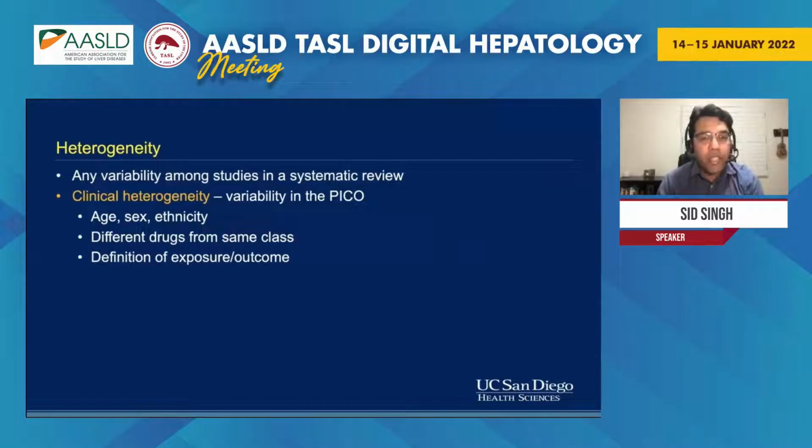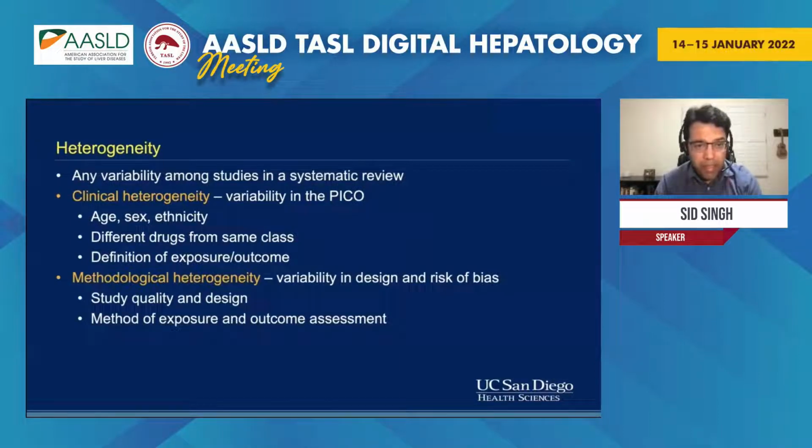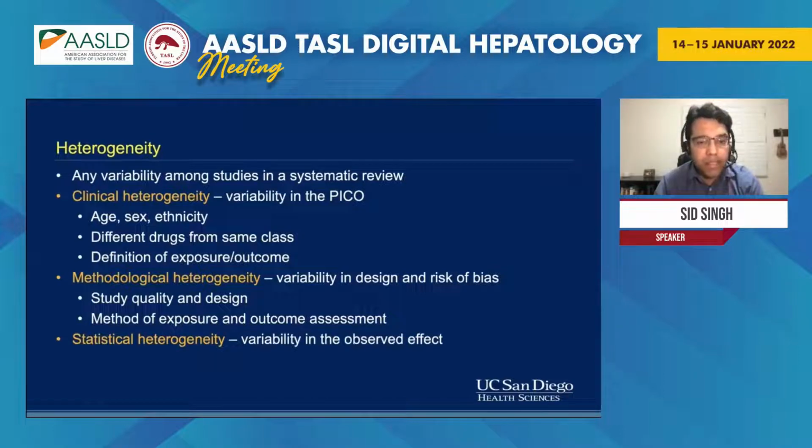There may be clinical heterogeneity due to variability in the patient's intervention, control, and outcomes, including differences in the age, sex, ethnicity, maybe studying different drugs within the same class, definitions of exposure and outcome in the nature of the study, or there may be methodological heterogeneity such as variability in design and risk of bias. This may be based on study quality and design, the method of exposure and outcome assessment. And finally, there is statistical heterogeneity, which is variability in the observed effect.